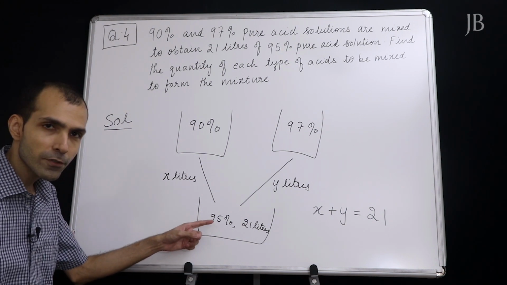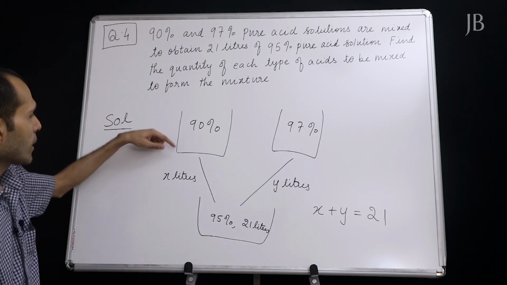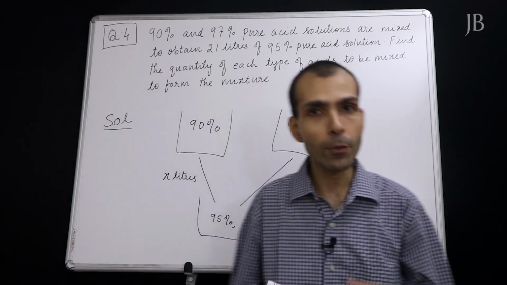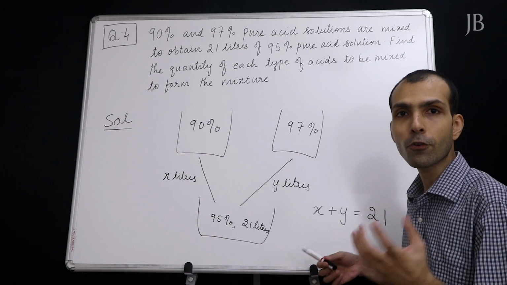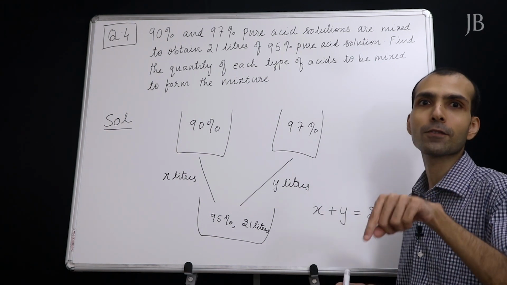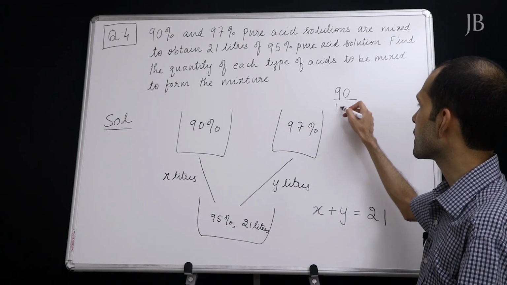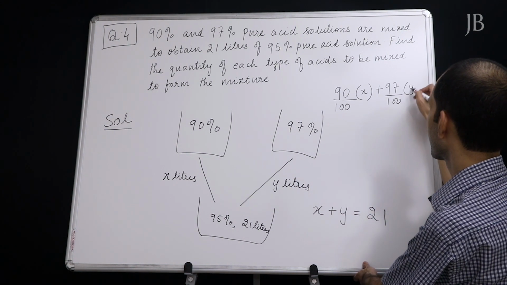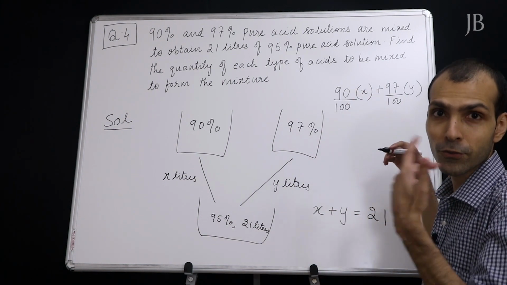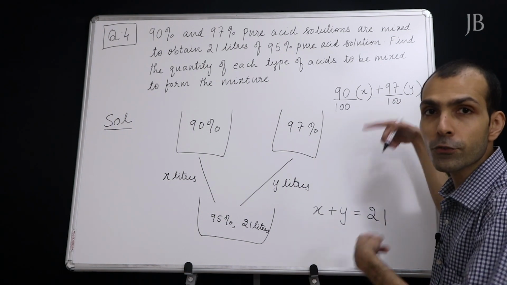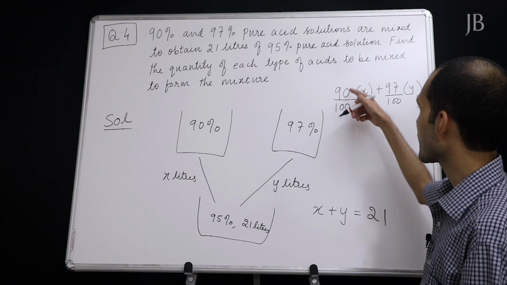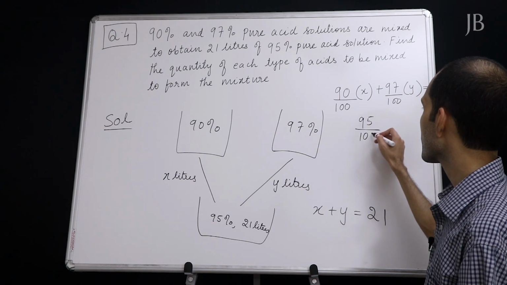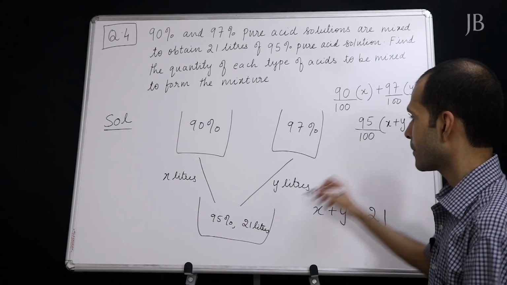Second condition is based on the strength, 95% strength. Now, when we are taking x liters from this jar, it has a strength of 90% acid. So now we will frame a second equation. This equation was in terms of quantity. The second equation will pertain to the strength of the solution. That would be now 90% of x plus 97% of y. 90% of x, strength. Now we are talking about the strength. So this equation is in terms of strength. This was purely quantity. So 90% of x liters plus 97% of y liters should give you 95% strength of the total. Because here it is total, isn't it?